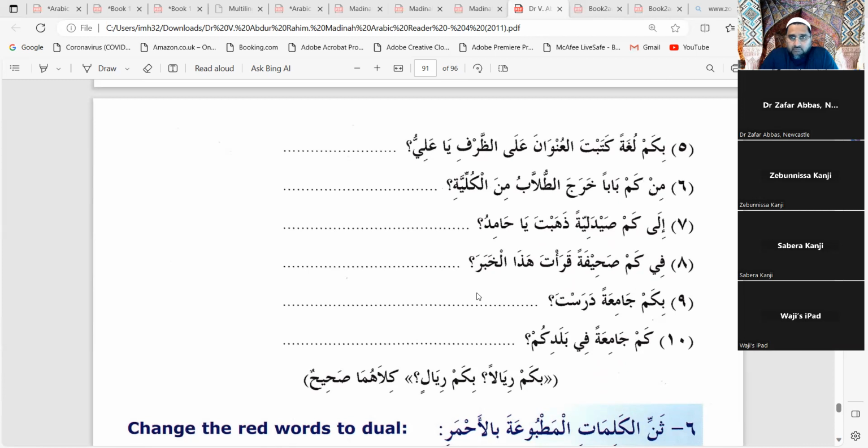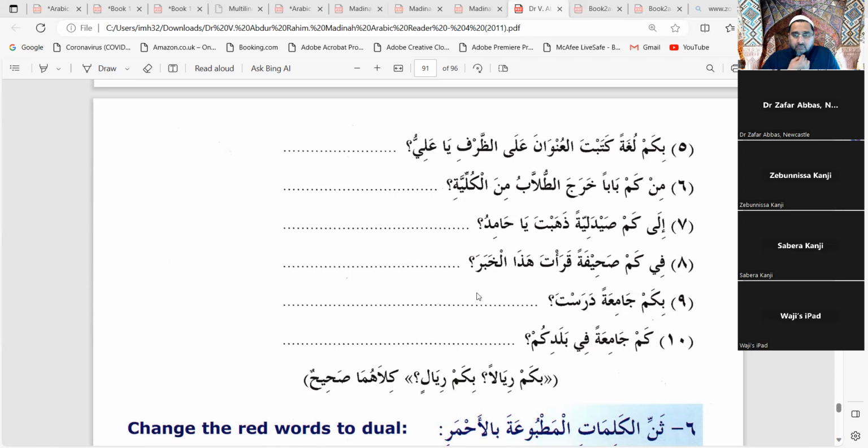Bikam lughatan katabta al-unwan ala al-zarf ya Ali? In how many languages did you write the address on the envelope, oh Ali? A zarf is an envelope, yes. Katabtu. Sorry, katabtu. Katabtu al-unwan bil-lughatain. Katabtu al-unwan bil-lughatain ala al-zarf.